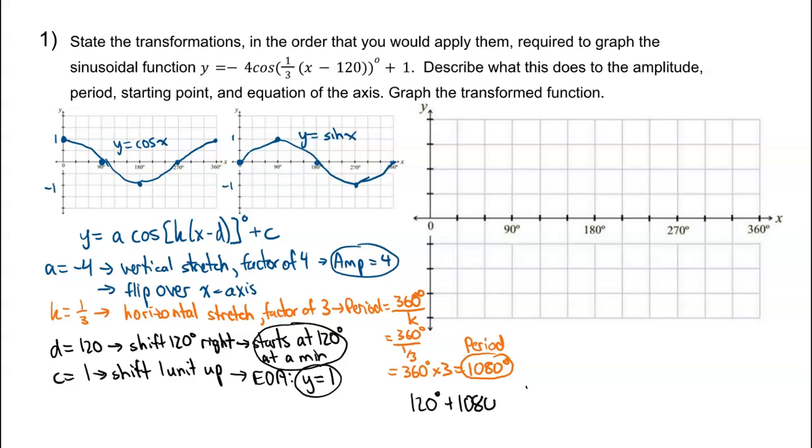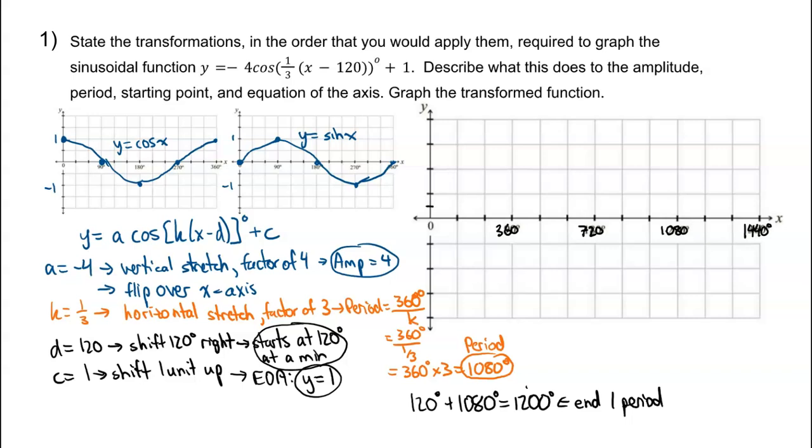So we're going to start at 120 degrees, and that period is going to end 1080 later, so it's going to end at 1200 degrees. You can see that my scale on my x-axis just is not going to fit. So I'm going to change that scale to fit the numbers better. Every 3 squares is going to be 120 degrees. So it goes 360, 720, 1080, and 1440.